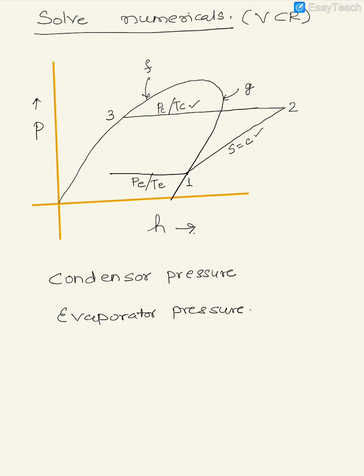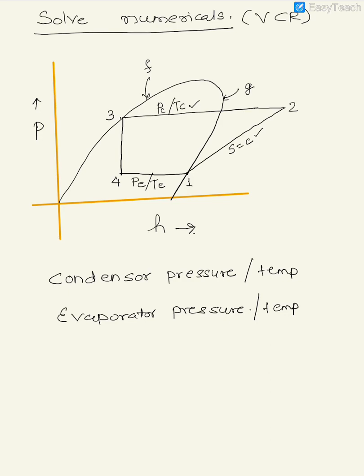The process of expansion in the vapor compression system is an isenthalpic process, so this is how it would appear. This would be a vertical line, and this would be your point 4. Once you are given the condenser pressure or temperature and the evaporator pressure or temperature, you can construct the pressure enthalpy diagram like this.